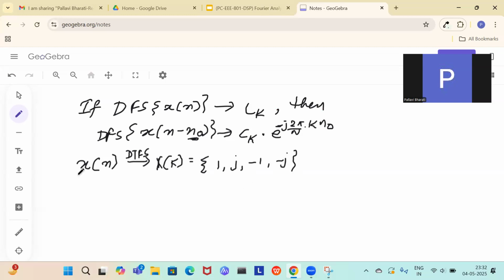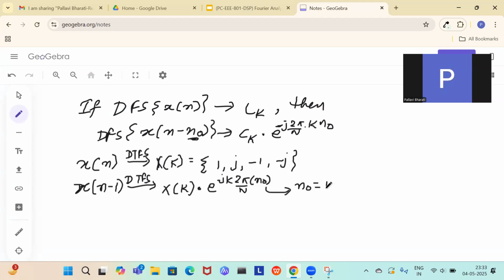Now this signal x[n] is shifted by 1 unit, x[n-1]. And now we are required to find the DTFS for this one. So as we know, the DTFS is going to become X[k] times e to the power -j k 2 pi by capital N times small n naught. In this case, my n naught is going to be equal to 1.